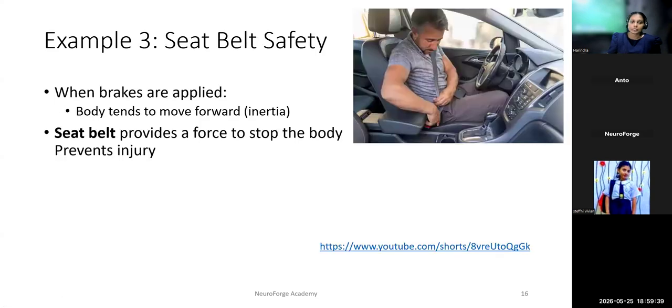And third example, okay, when brakes are applied, the body moves forward. Even if the driver applies the brake, what will happen? Our body moves forward. So the seat belt, what is the role of this seat belt? Why do we wear these seat belts? Why do we fasten the seat belt? It stops the body moving to the front. So this prevents injury.